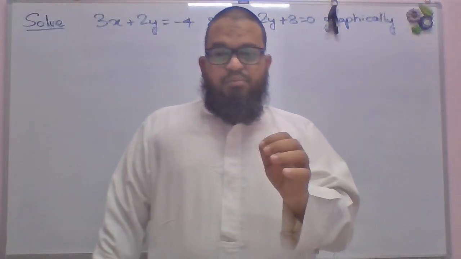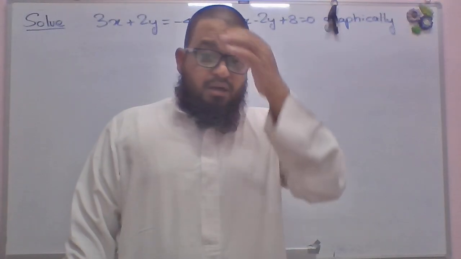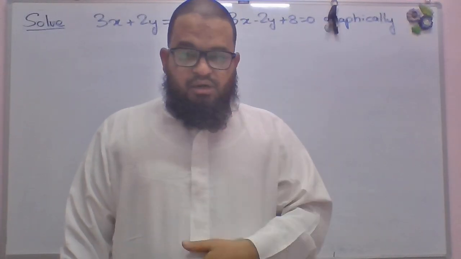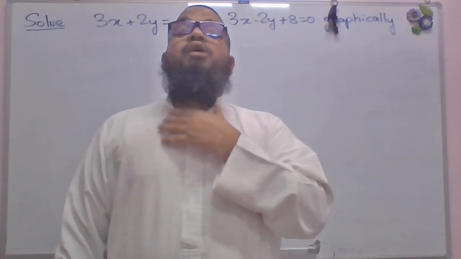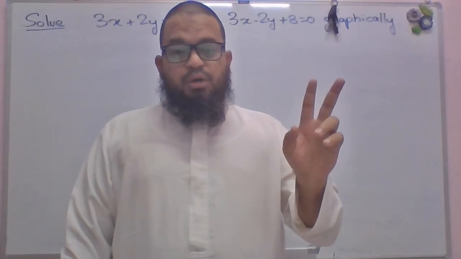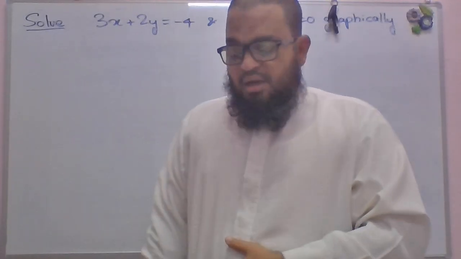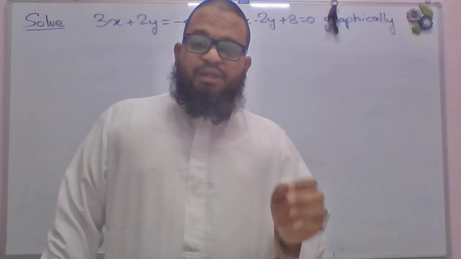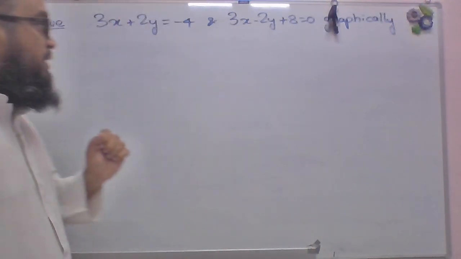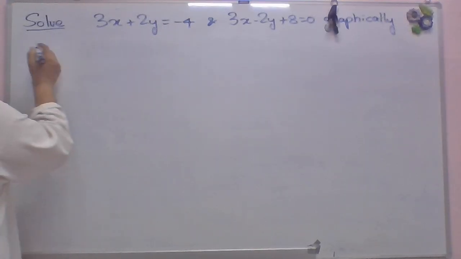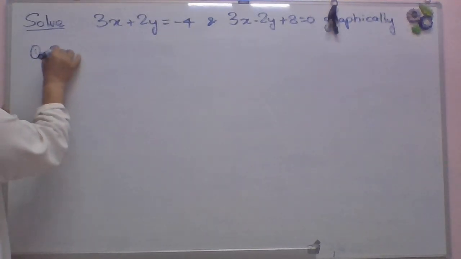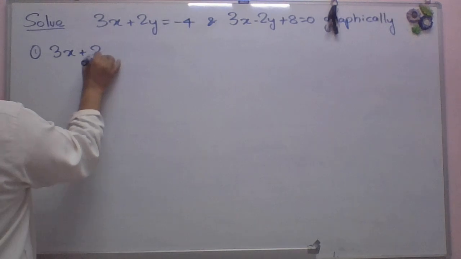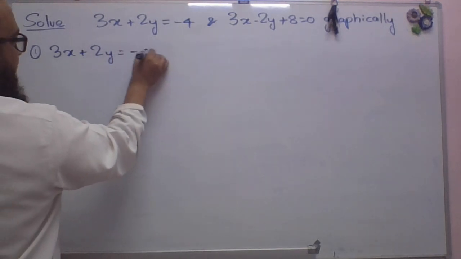Otherwise, you cannot say whether your calculations are right or not. But if you are very good in calculations, 2 points are enough. But I still suggest you go with three solutions. Okay. So now let us see. What is the first equation? So 3x plus 2y equals minus 4.